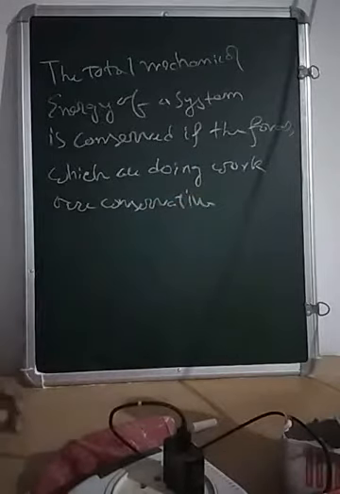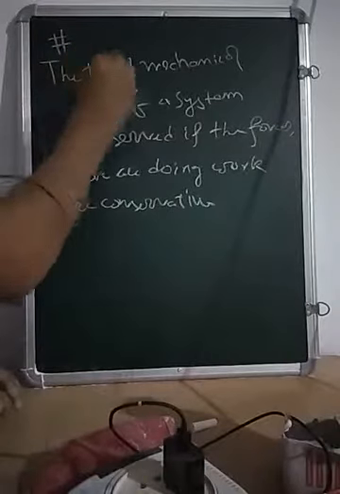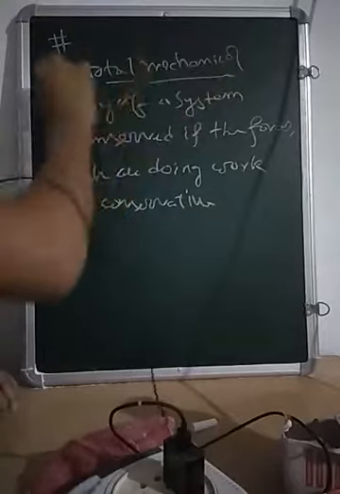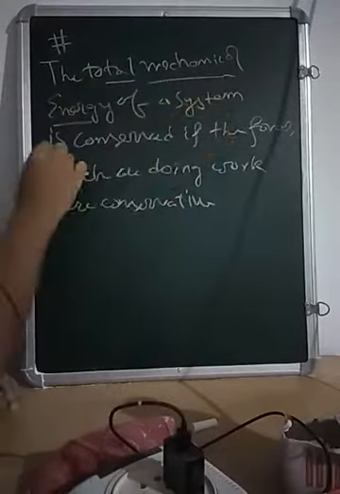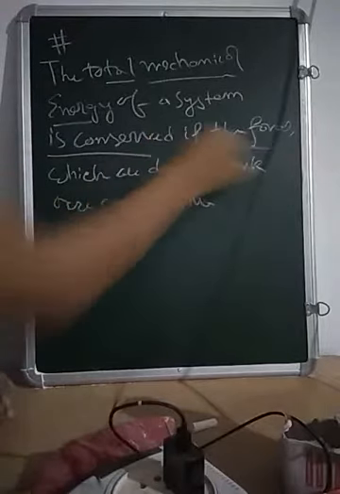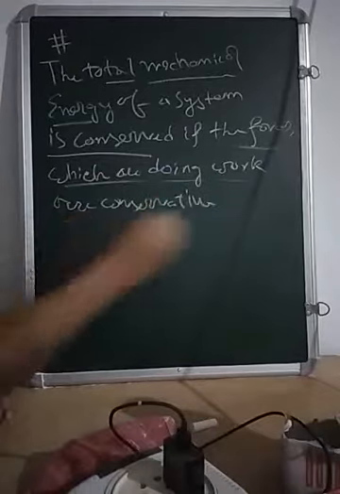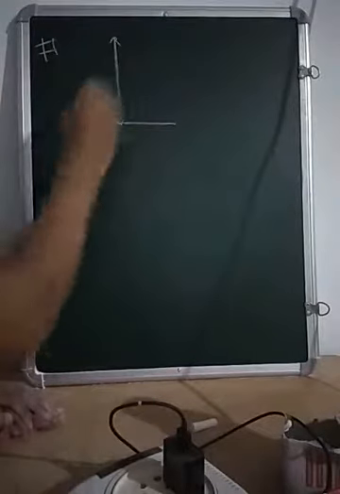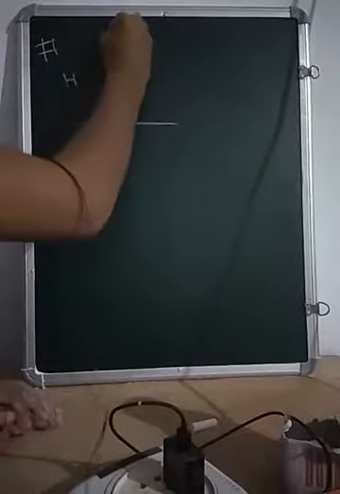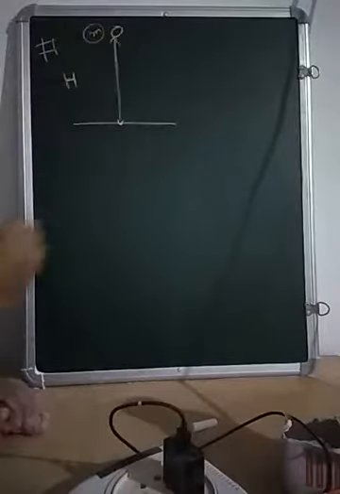Okay, so what is the statement of the law of conservation of energy? The statement is that the total mechanical energy, that is the kinetic energy plus potential energy, of a system is conserved, or constant, if the forces which are doing work are conservative. This is the earth's surface and we are lifting an object of mass m to a height of capital H.